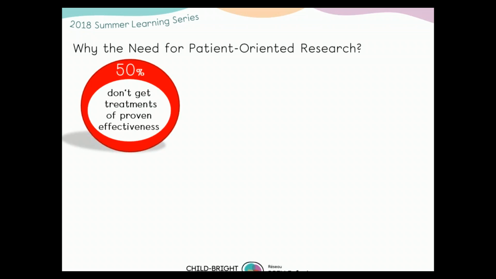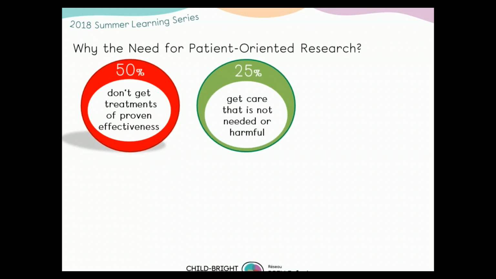So in our last session, as I mentioned, we briefly covered what the contextual features were for implementing such a policy. So briefly again, what was the need, or why was there a need for trying to adopt this approach to research? Well, when you review some of the literature, it seems to indicate that nearly half of all patients don't receive treatments of proven effectiveness.